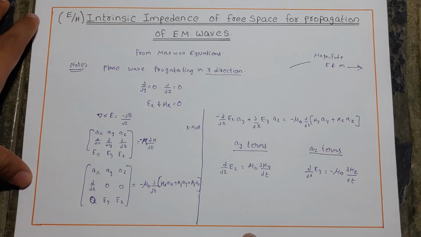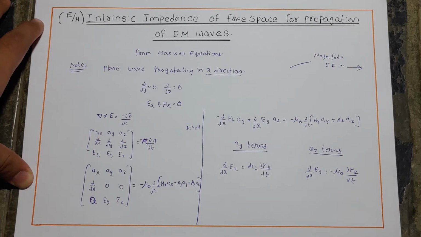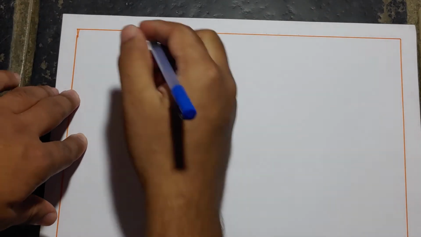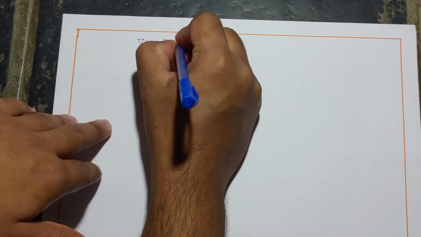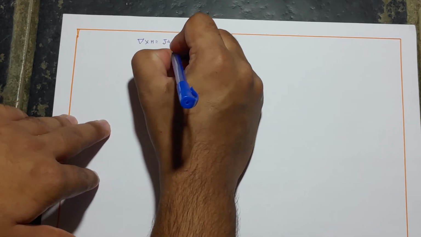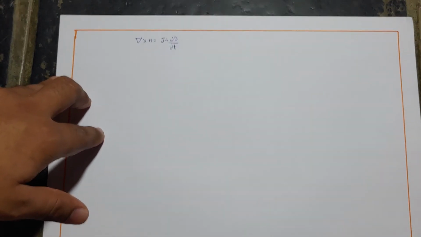Now let us solve for the terms in H, Hy and Hz. That is del cross H is equal to J plus dou D by dou t from the Maxwell first equation, which has the magnetic field as a term.